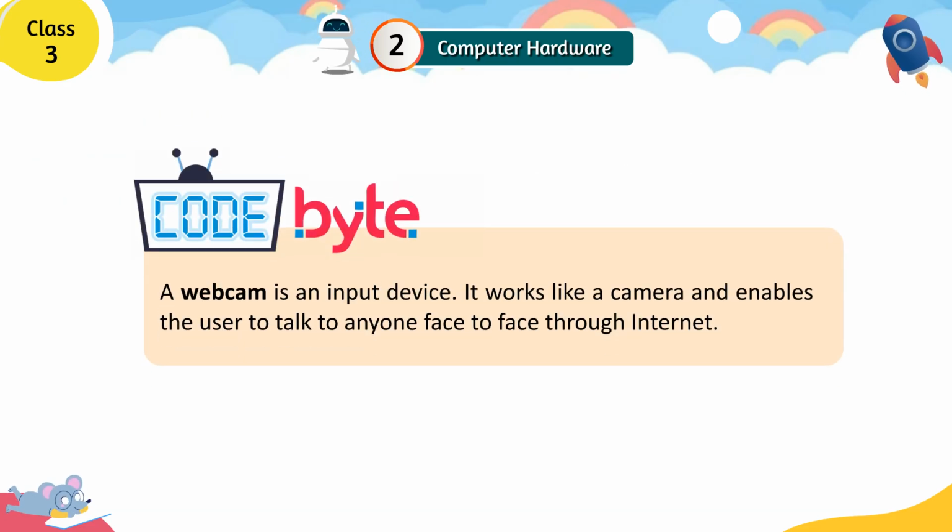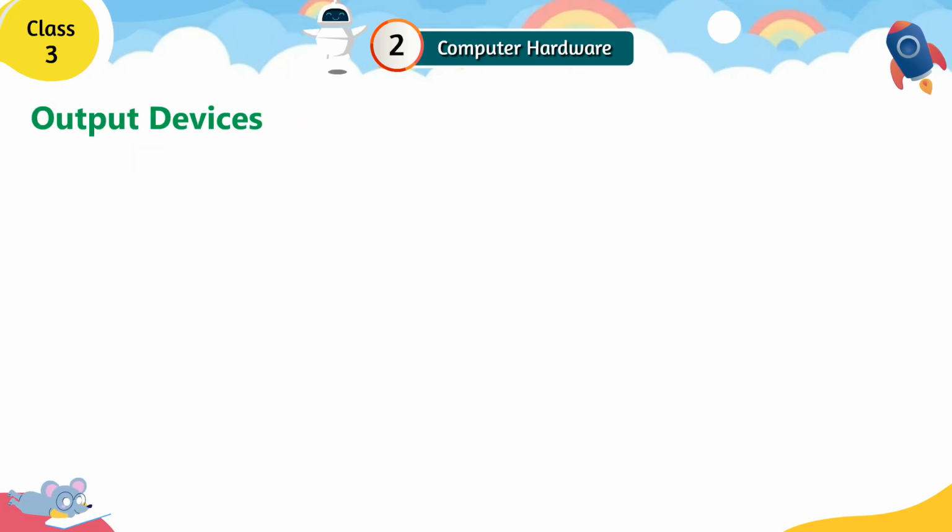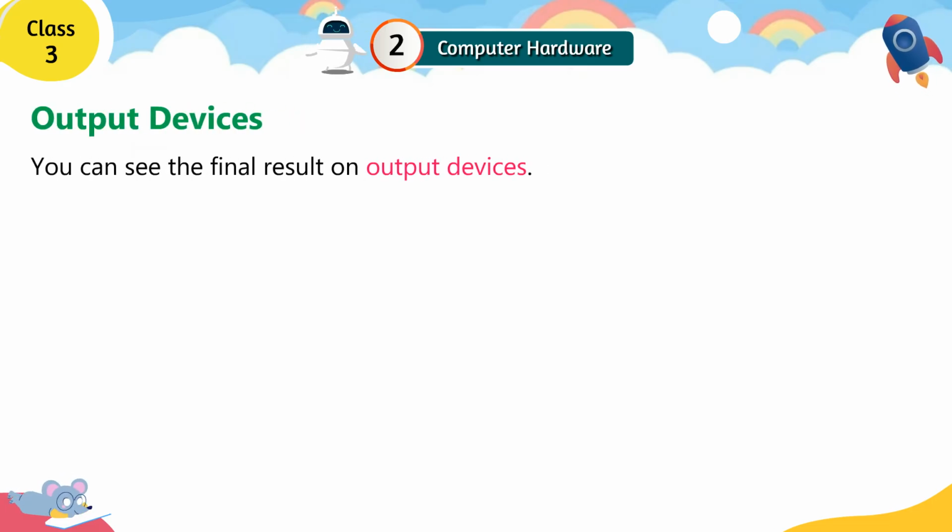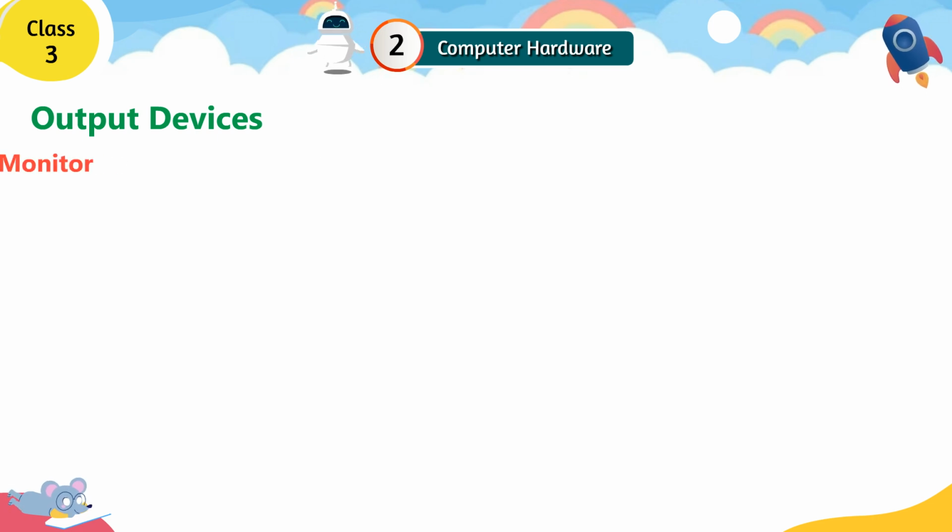Code byte. A webcam is an input device. It works like a camera and enables the user to talk to anyone face-to-face through the internet. Output devices. You can see the final result on output devices.